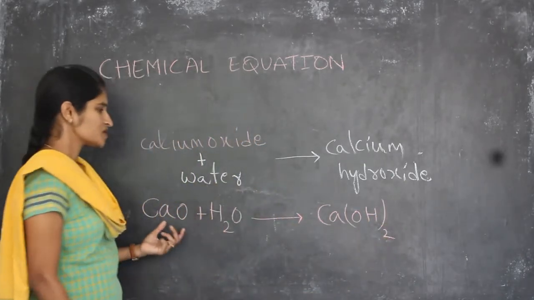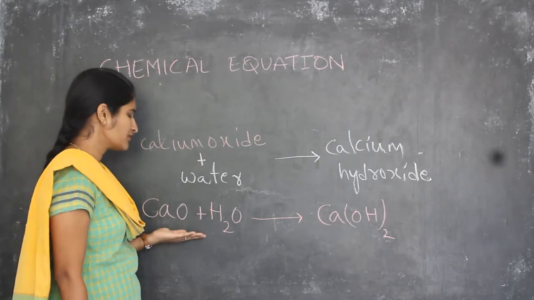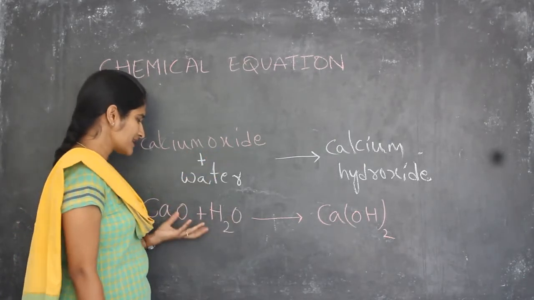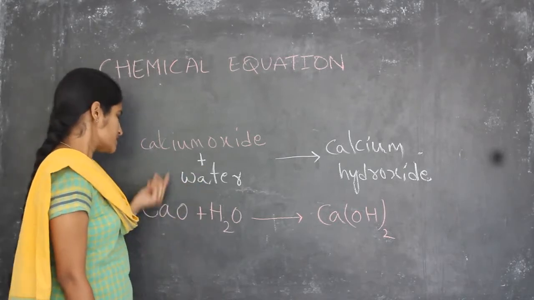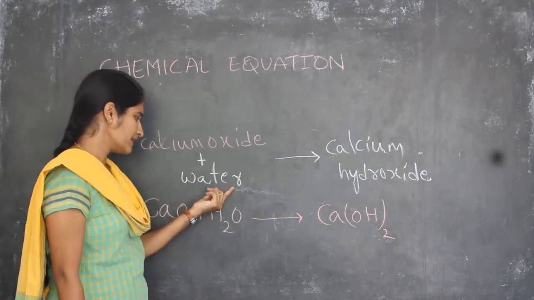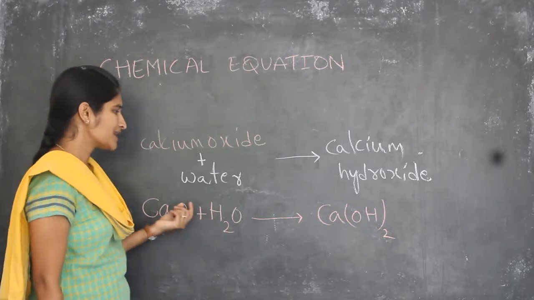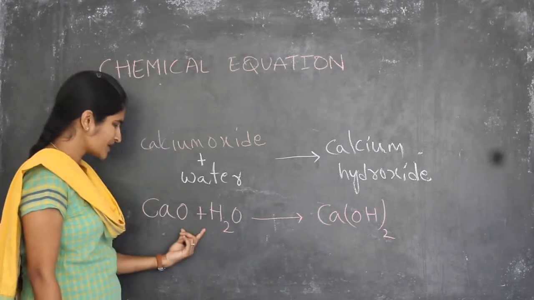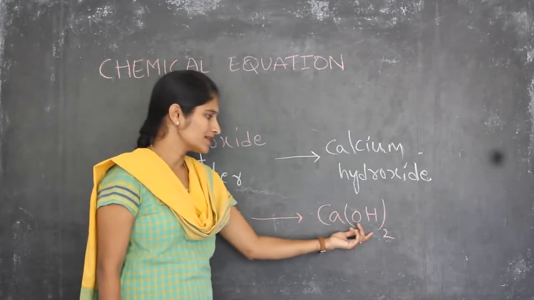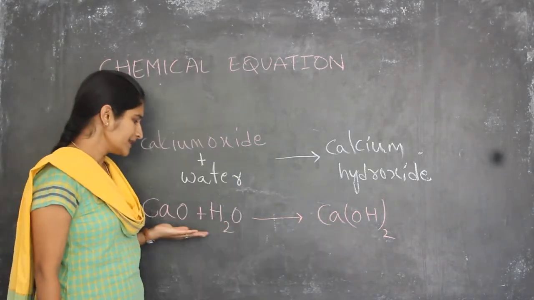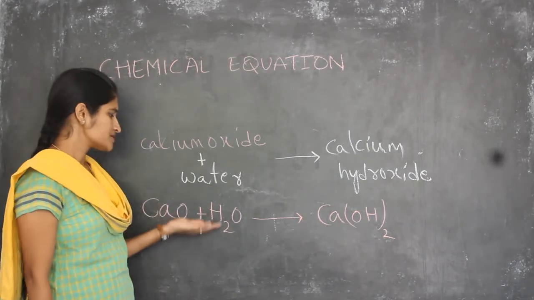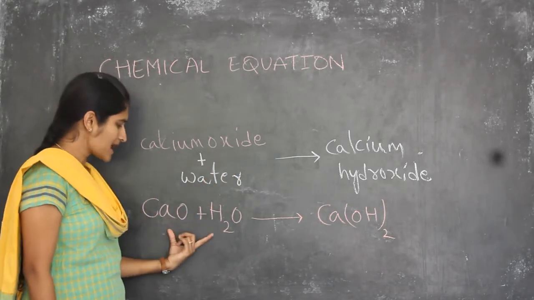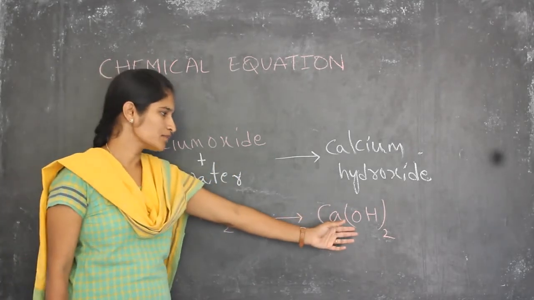Now see, this is the short form of word representation. That means by using the formulas I can simplify this equation. CaO is calcium oxide and water is H2O. These both combine and give calcium hydroxide. These two are called reactants and this is called the product. This is called a chemical equation, which is the simplified form of the word equation.